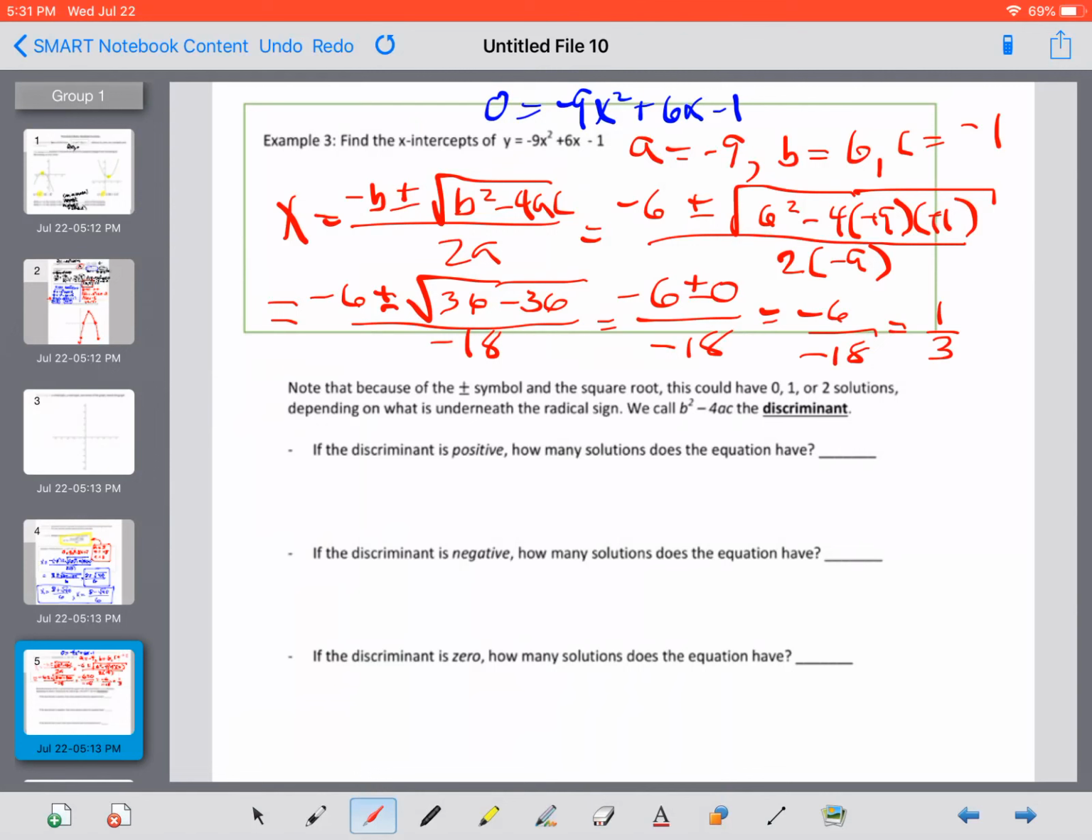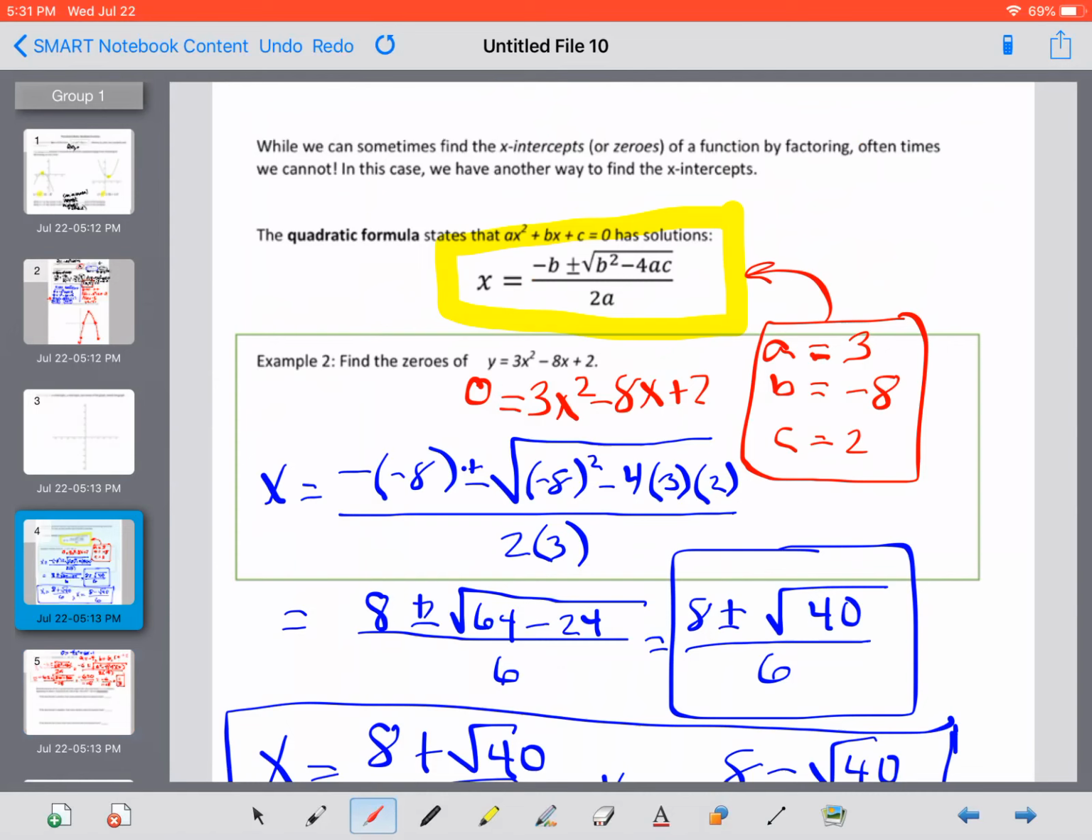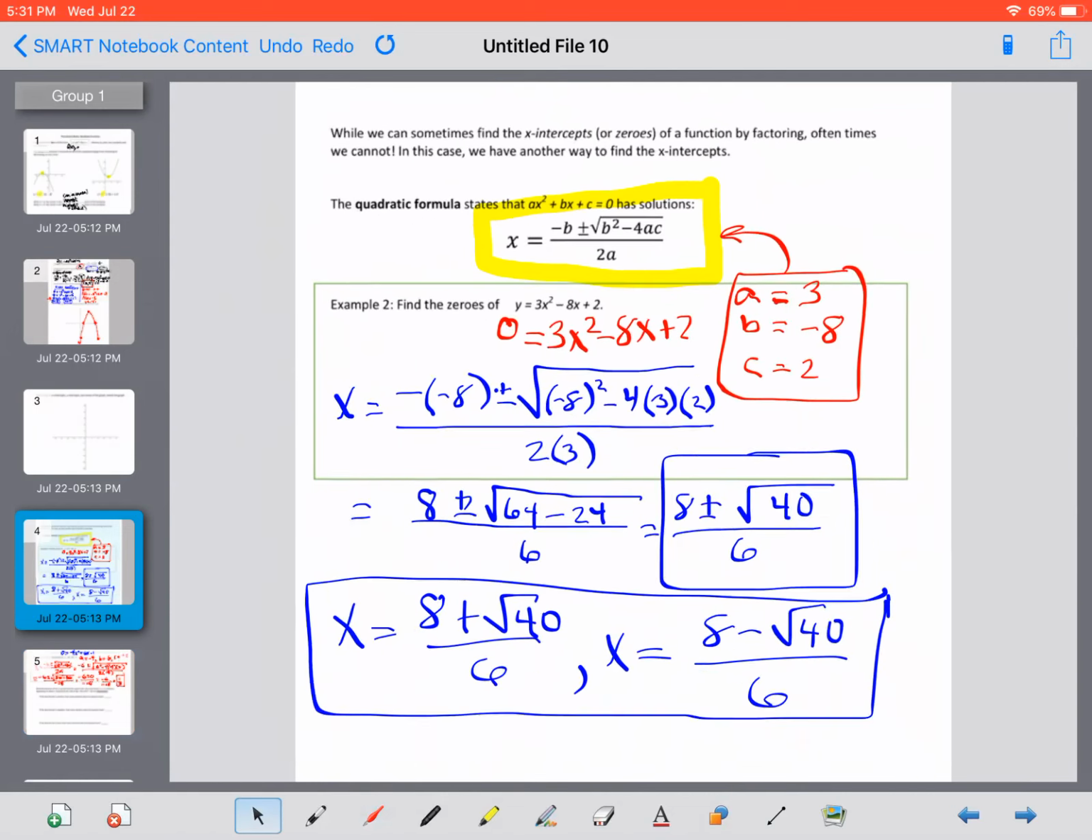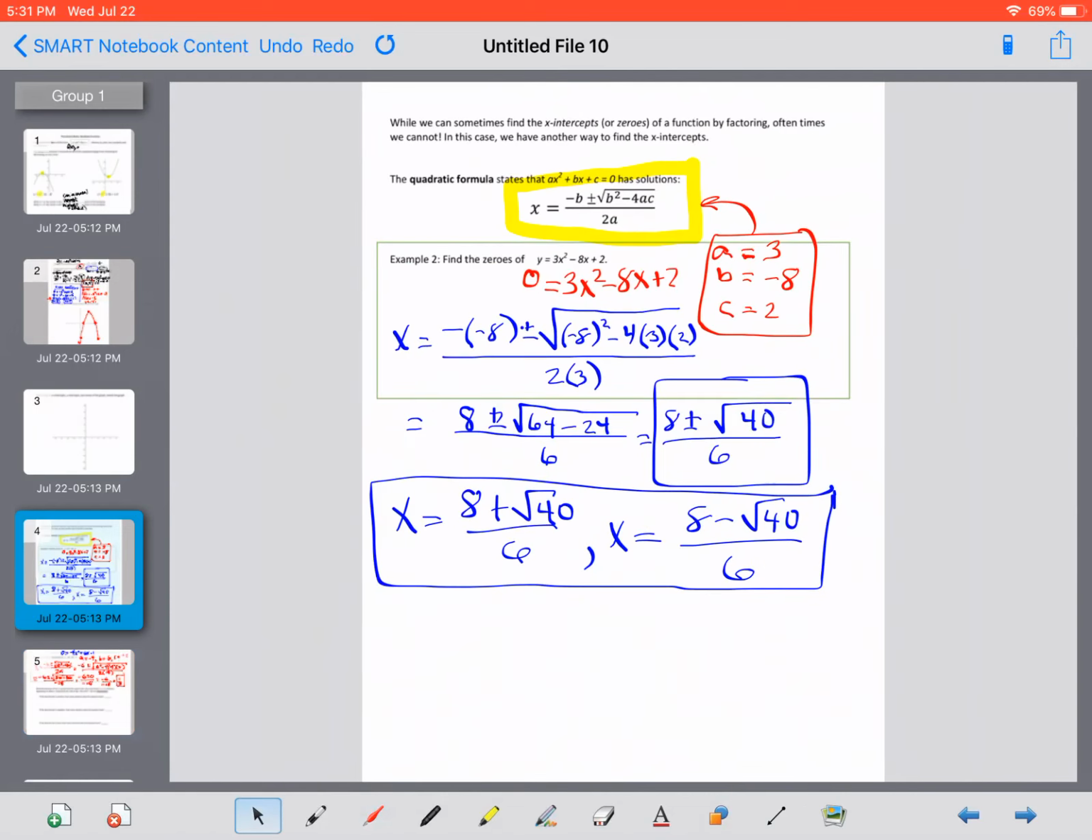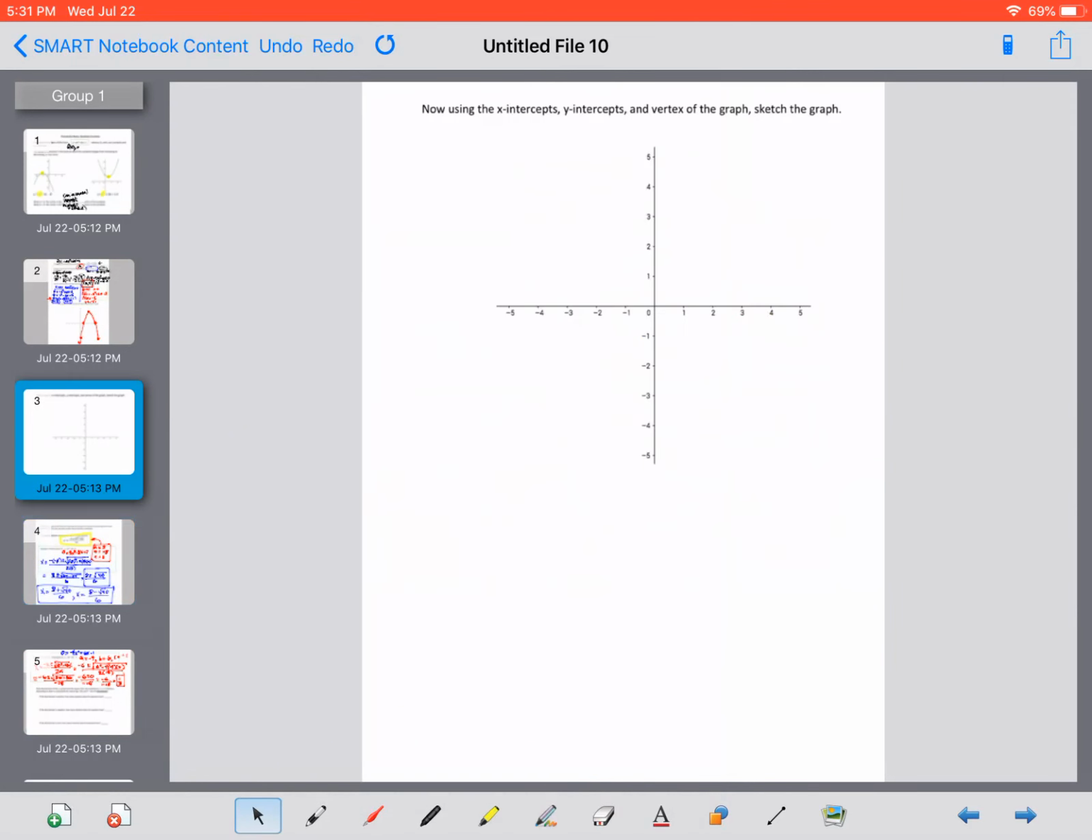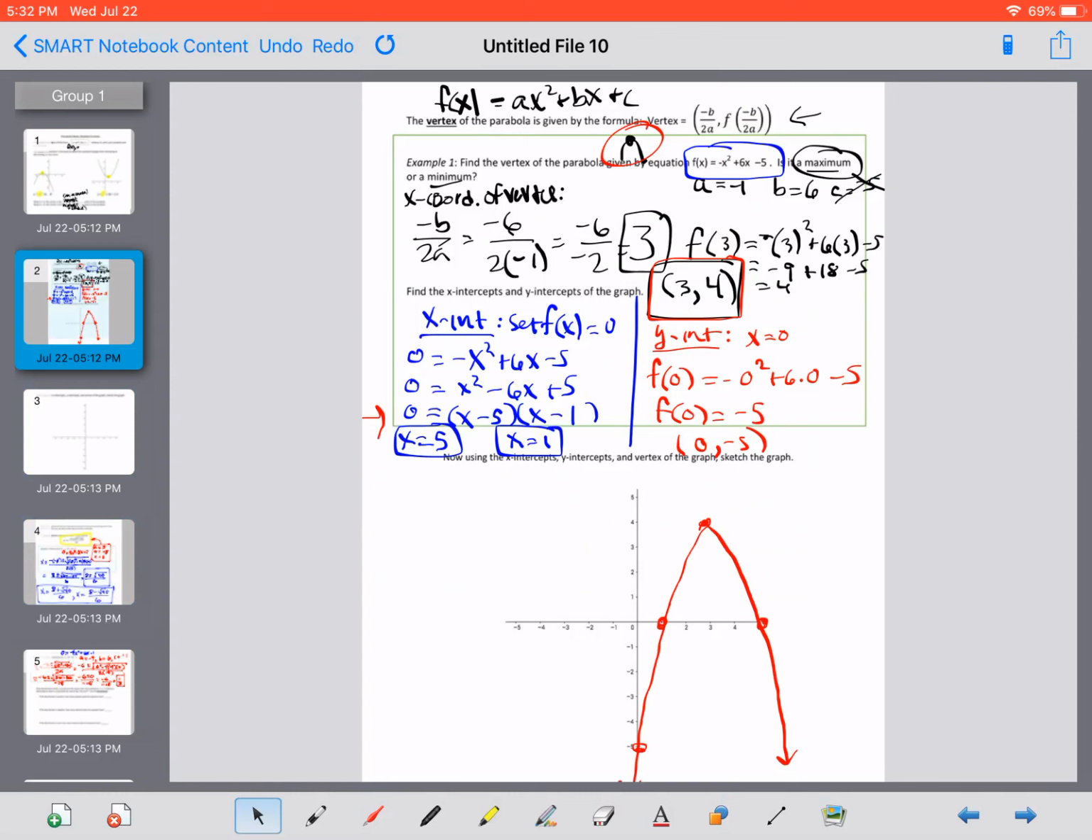Okay, now in this case we just had one solution. In our last example we had two different solutions. And did I lose an example along the way? Nope, I didn't. Okay.